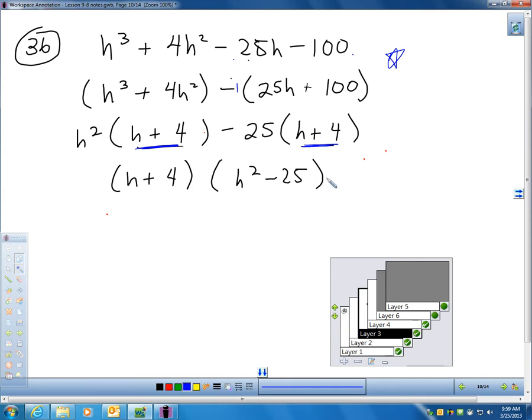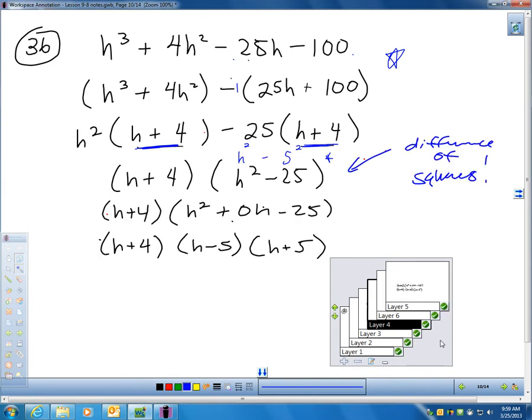Now, it's a mistake here, but a lot of people just quit. If you quit, you've missed something. You didn't notice that I have, think about it, a difference of squares here. I have h being squared, and I have 5 being squared. That's 25. So if you have a difference of squares, remember, you can break that up into h minus 5, h plus 5. And I want to do that.